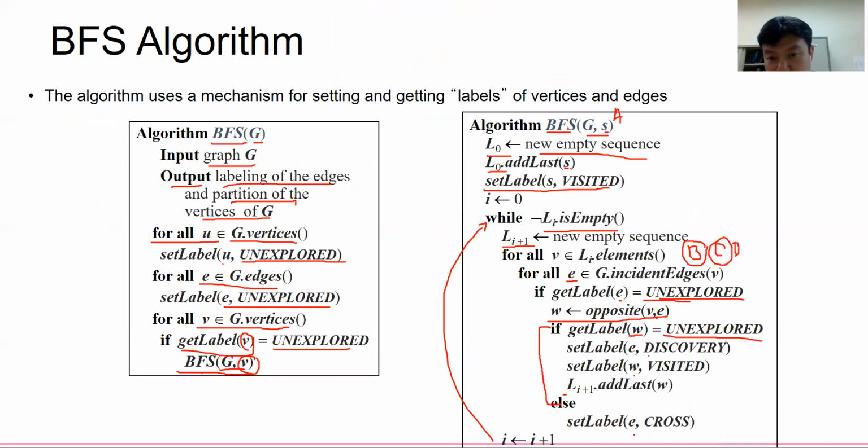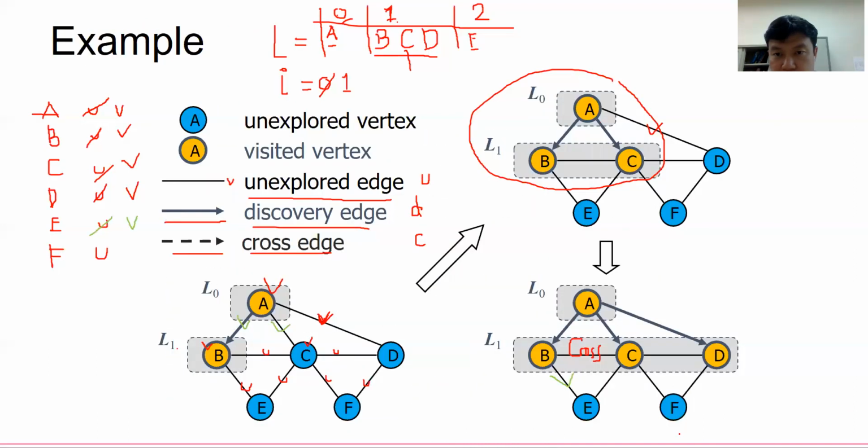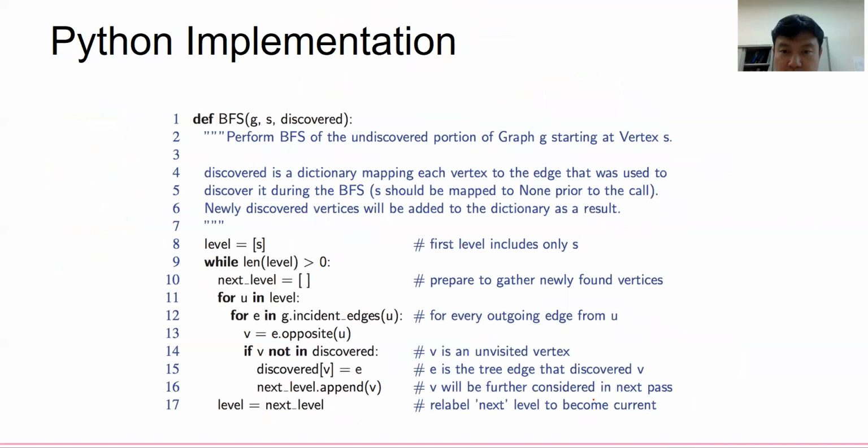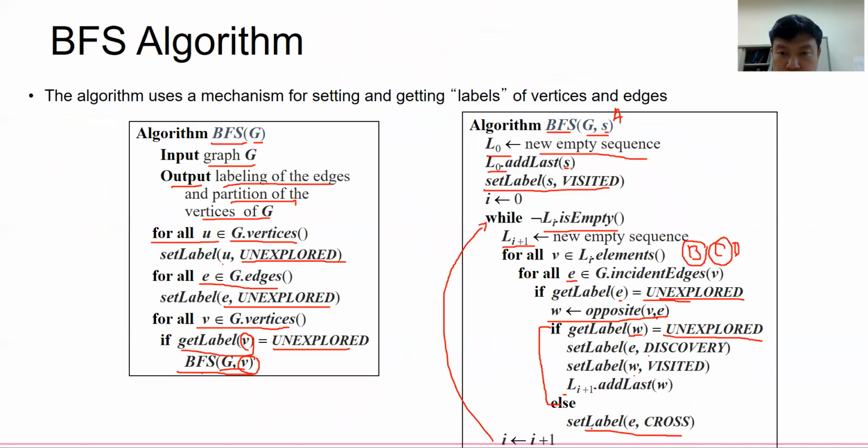So the else is going to set label, and we want to set it as cross. Okay, so we have this one and this one as the cross. It means we cannot use this one as the discover edge. And after this one, we will go back to the E.